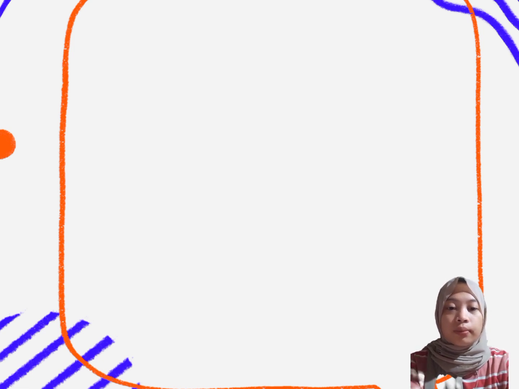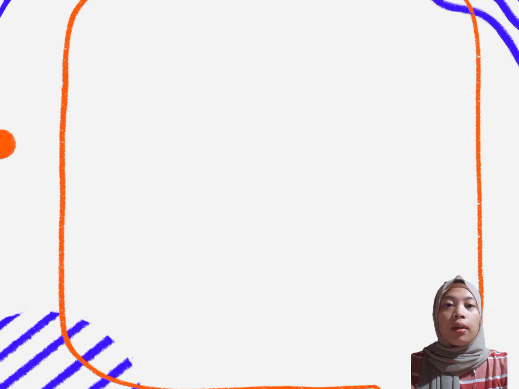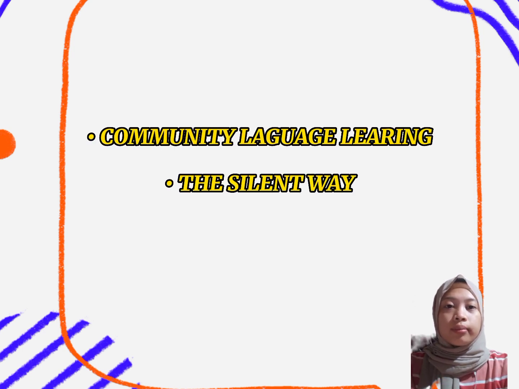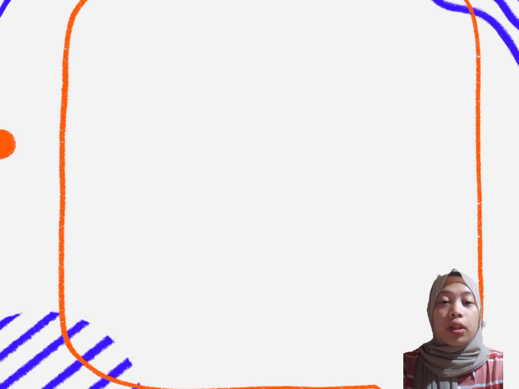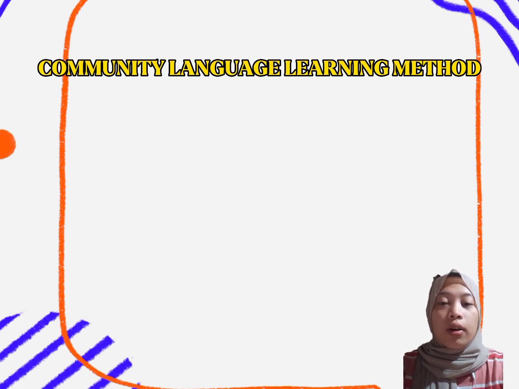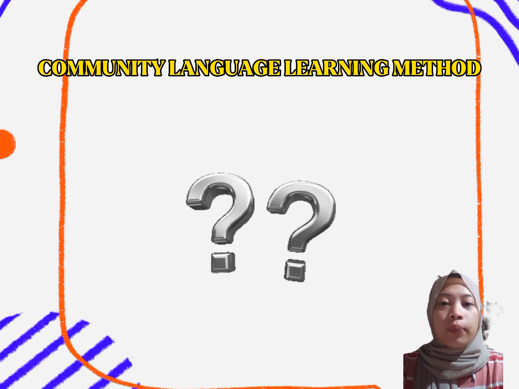Teaching English. Okay, so we are now done discussing the other methods of teaching English discussed by my classmates, and now we're going to proceed to the other methods in teaching English, which are community language learning and the silent way. The first that we're going to discuss today is community language learning, also known as CLL. So what is community language learning?